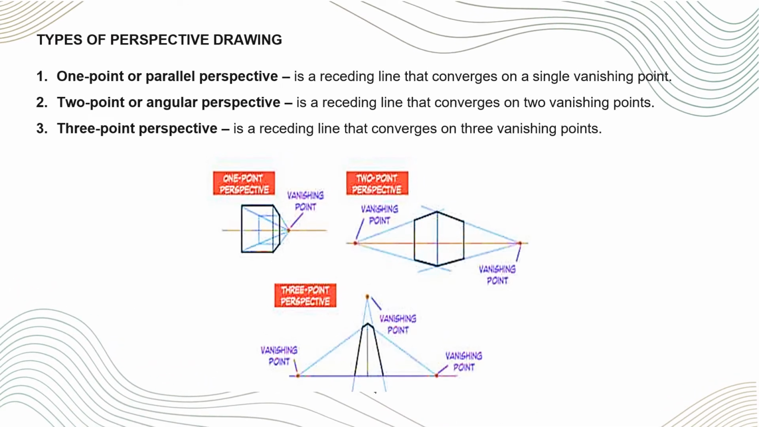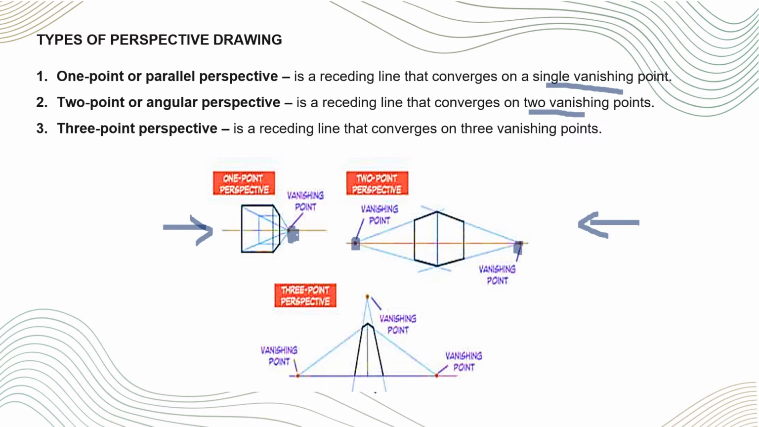Now, let's have the types of perspective drawing. Number 1 is the one-point or parallel perspective, where the receding line converges on a single vanishing point. This one is an example of the one-point perspective drawing with one vanishing point. The second type is the two-point or angular perspective, where the receding line converges in two vanishing points. This is the example of the two-point perspective drawing, where there are two vanishing points presented.